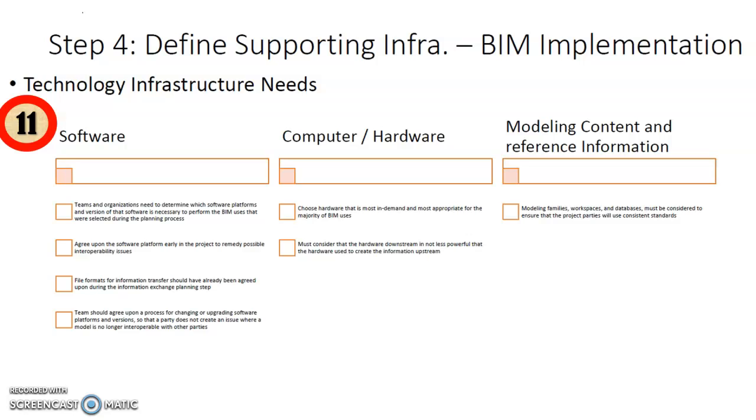There are many types of platforms, and versions of the software that is necessary to perform the different BIM uses. So you need to take note that you don't only have one BIM model. You have different types of BIM models that allow the stakeholders to perform different uses. So we call it BIM uses, right? That were selected during the planning process.